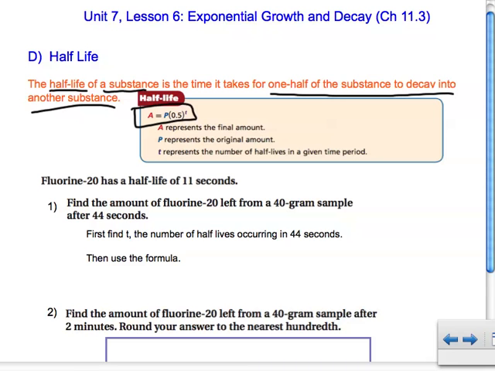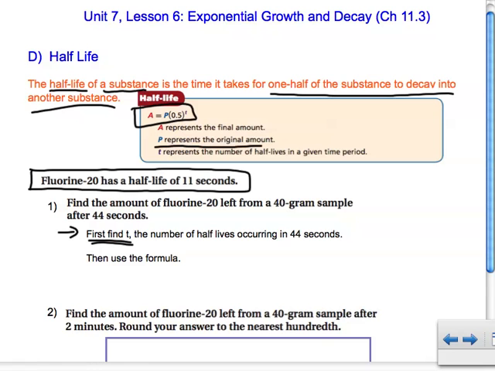Okay, so talking about fluorine. Fluorine is an element on the periodic table, and it has a half-life of 11 seconds. So every 11 seconds, it's going to change into something else. Find the amount of fluorine left from a 40-gram sample after 44 seconds. So the first thing we need to do is find T. And if you look up T up here, T represents the number of half-lives in a given period. How many times is that amount that we started with going to be cut in half?